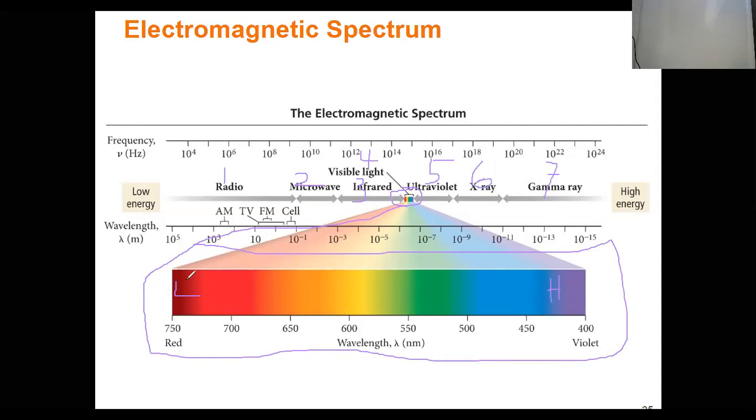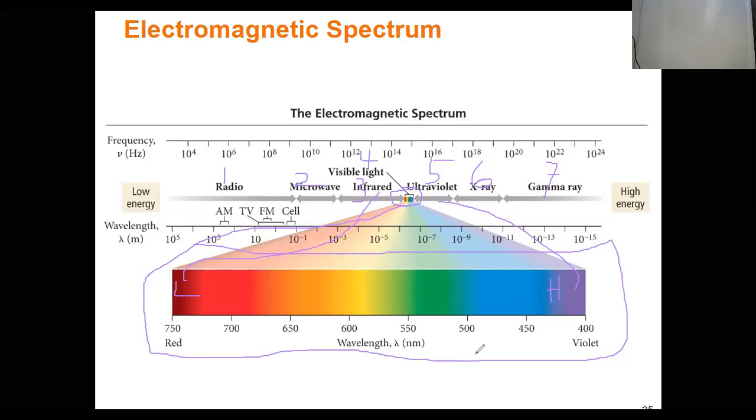Now this red light is up against the infrared section. This violet light is up against the ultraviolet section. And that's how those two sections get their names, okay? Because you're going from low energy to high energy.